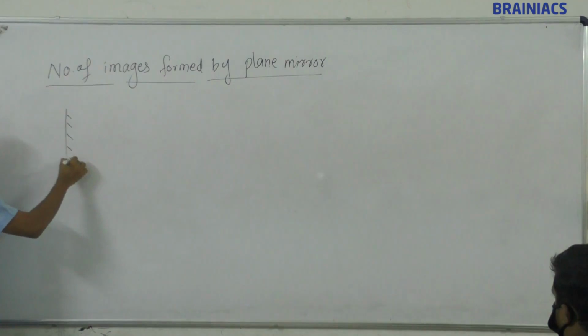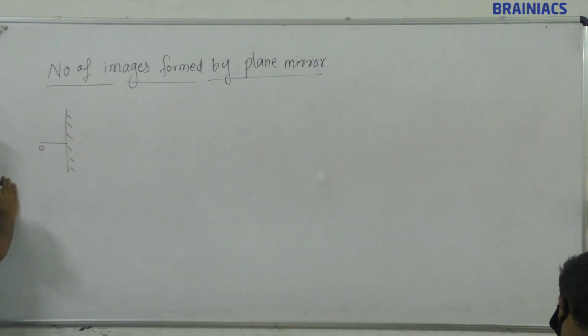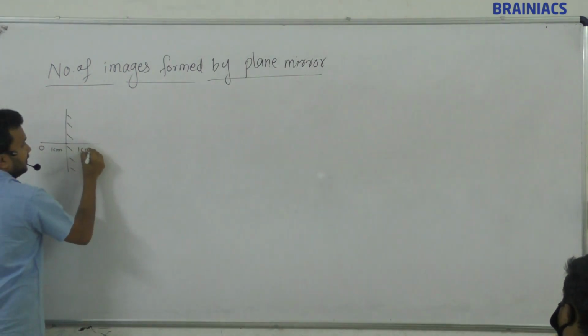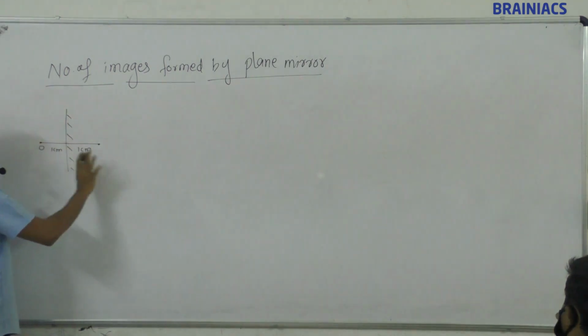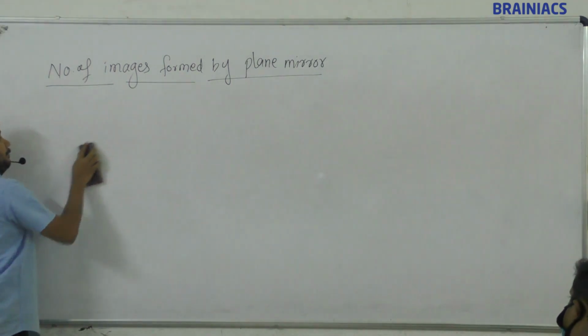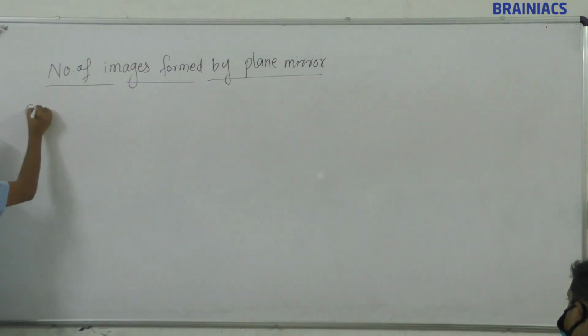If you have a plane mirror, the object will be here, right? For example, if the object is 1 centimeter away, then the image will be formed 1 centimeter towards the right side, in a simple way. Correct. Now here the question is, we don't have one mirror, we have multiple mirrors. So what will happen? Write down in the notes case number 1.